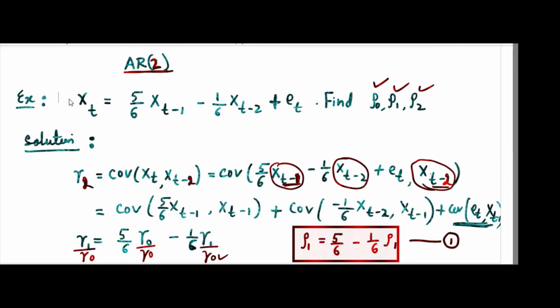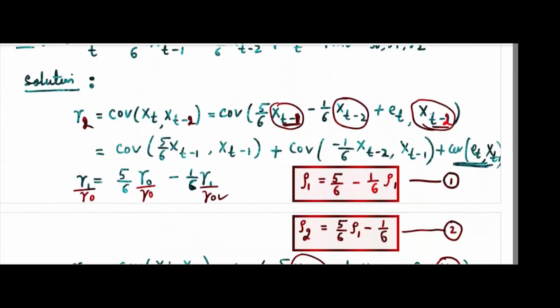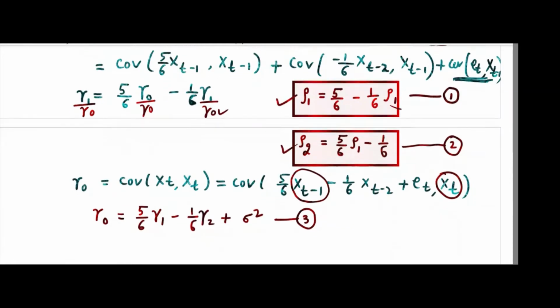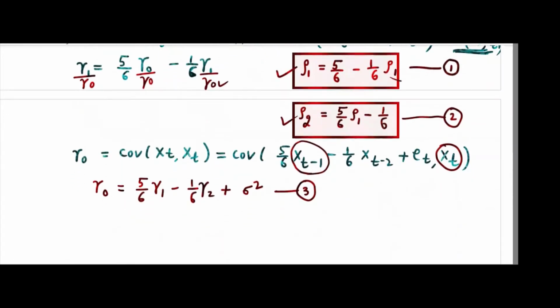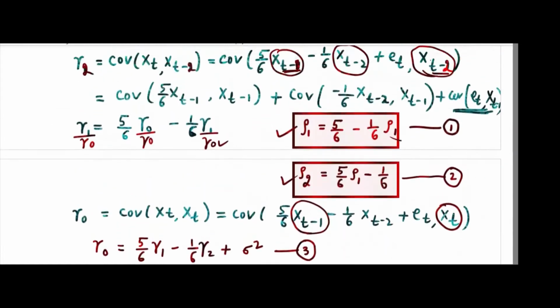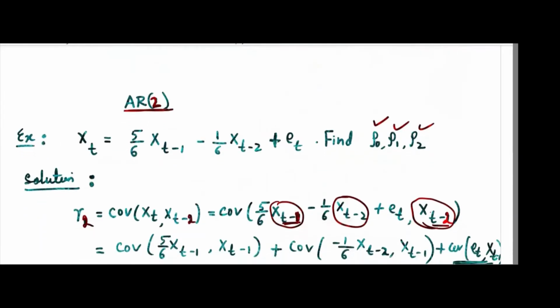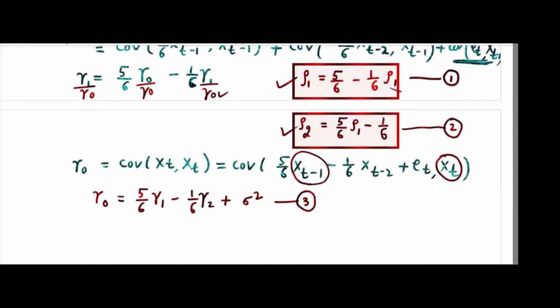Rho naught is always equal to 1. We will try to find rho 1 and rho 2 from these two equations. The first equation will give you rho 1, whatever it is, and then you put the value of rho 1 here, and you will get rho 2. You don't need this one now. You don't need this one. In case of AR2, you can find it this way, and you need to remember this way also. That will be useful to solve the problems, but most of the time it will be difficult for you to find it this way.